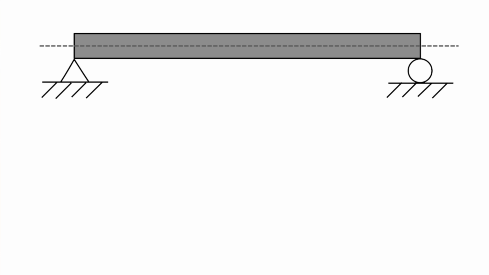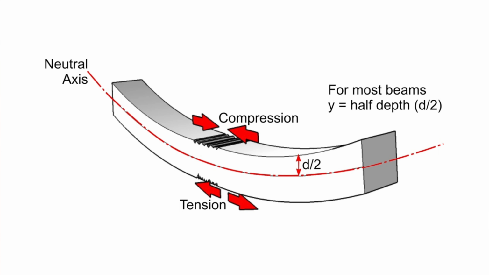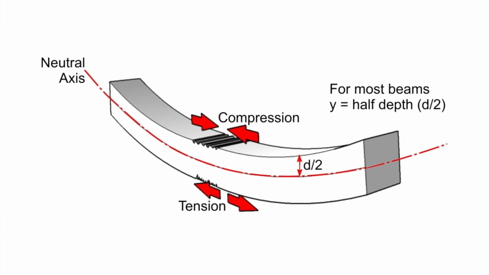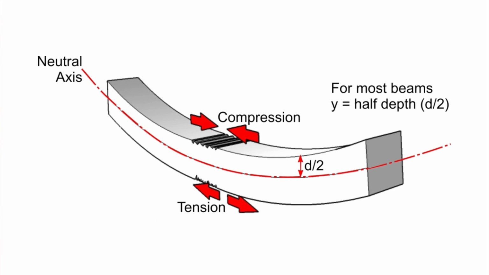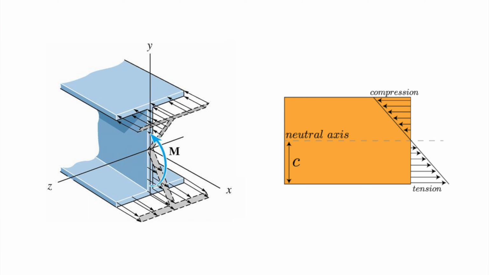Say for example we have a universal beam that is simply supported and has a uniformly distributed load on it. We know from our mechanics of materials course at uni that the top fibers above the neutral axis will be in compression and the bottom fibers below the neutral axis will be in tension. And if we draw the stress distribution over the cross section, we will see that the maximum compressive stress is at the top and the maximum tensile stress is at the bottom. All of this is to say is that the bending moment is carried by the flanges.